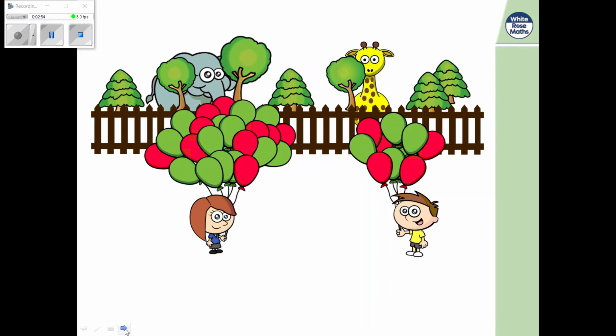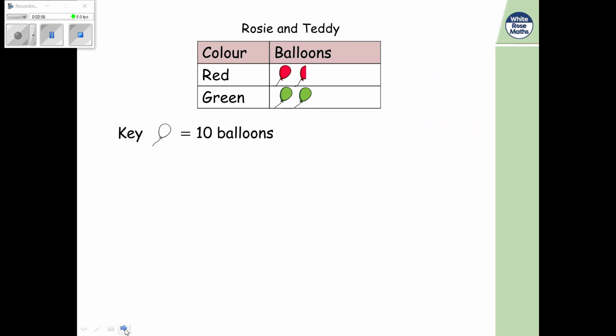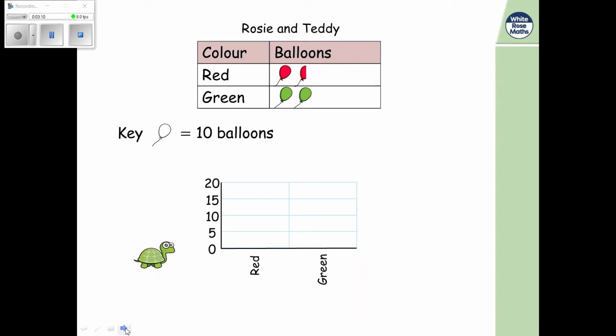So now it's R10. So here are the lovely balloons. We looked at these yesterday, but today we're looking at them in a different form. So the key is 10 balloons. So here they have 10 and half of 10. So have a little think about how many red ones they have, but I won't spoil it.